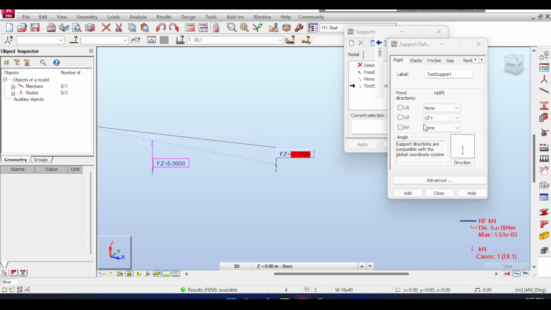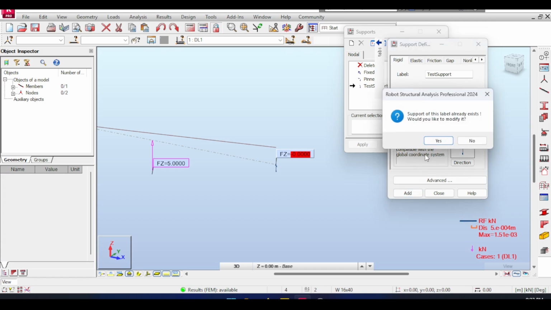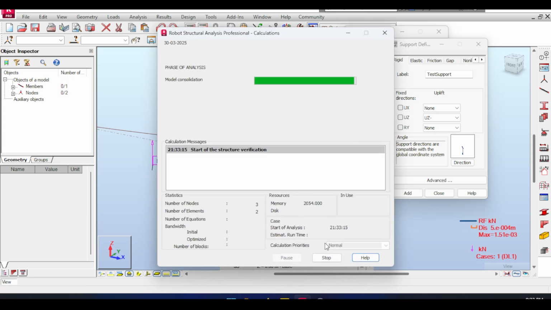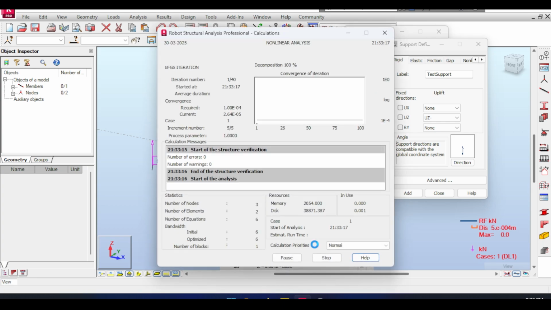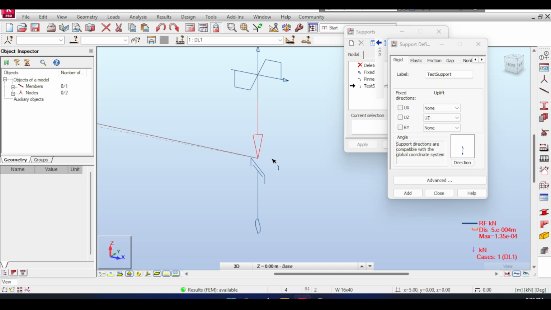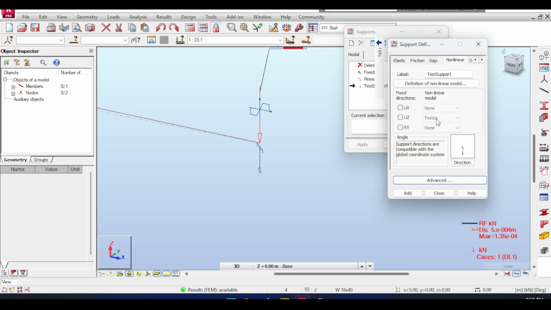Now UZ minus is the exact opposite of that thing, meaning that if the reaction is going down, it will exist, and if the reaction is supposed to go up, it will not exist. Like if I run the analysis here, now suddenly the reaction exists because it's going down. But if the reaction was going up, oh wait, that's a nonlinear reaction. I think I messed up. Give me a sec. Yeah, it's a nonlinear reaction. Let's just remove that thing.